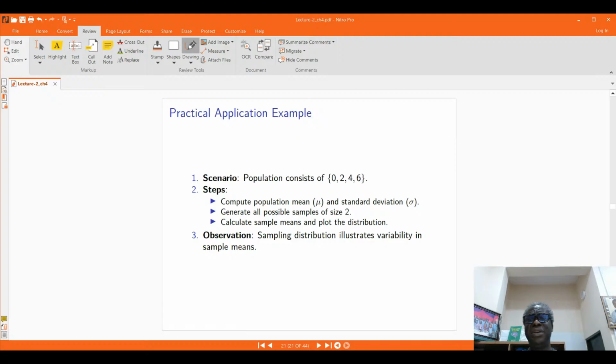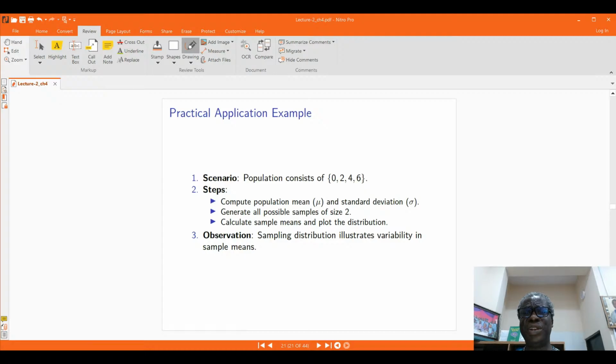So this practical example, you have to do it on your own, something similar to what I did. So do your own.